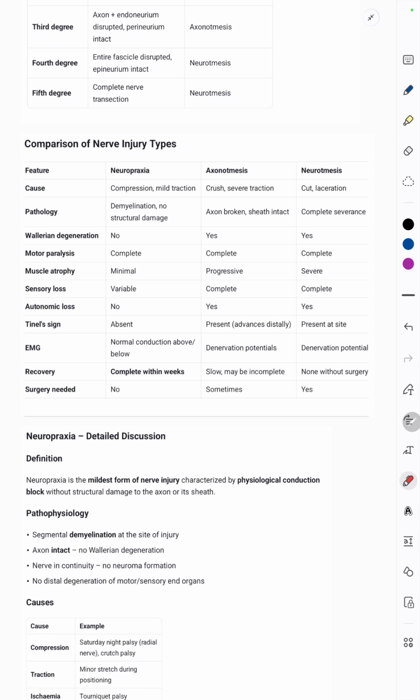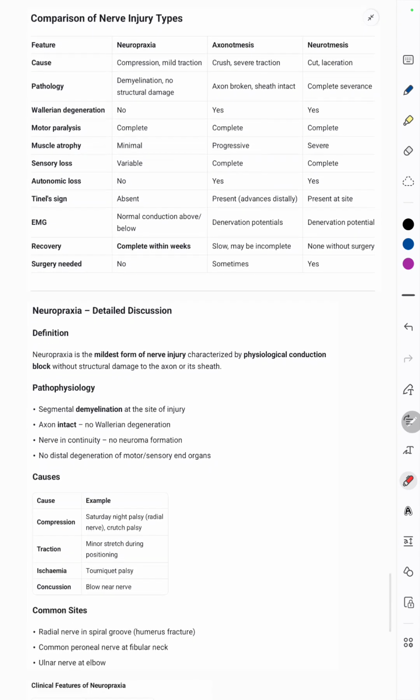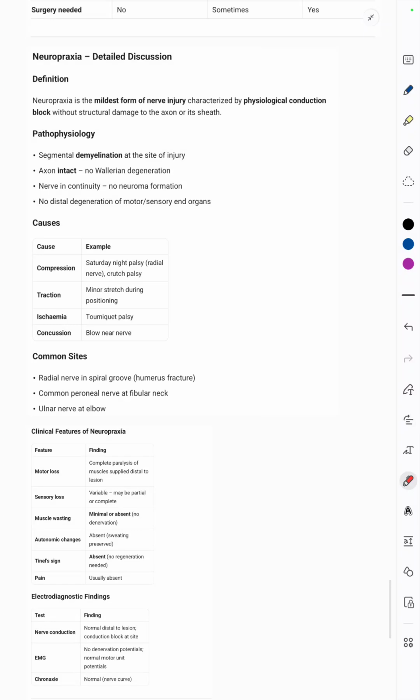Recovery: spontaneous recovery within weeks is seen in neuropraxia. It may be slow in case of axonotmesis, and there is absolutely no recovery in case of neurotmesis. Surgery is required. Talking about neuropraxia, as we have studied, it's the mildest form of nerve injury characterized by physiological conduction block. There is no structural damage.